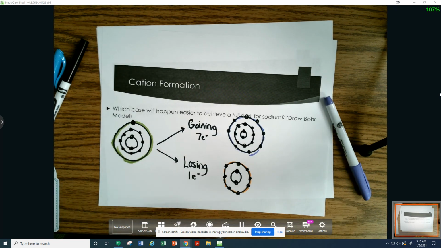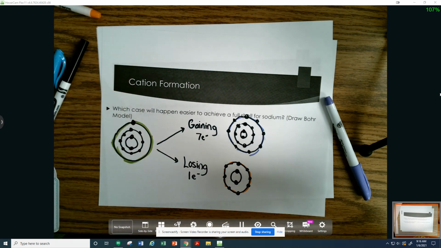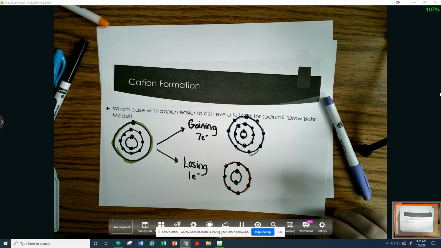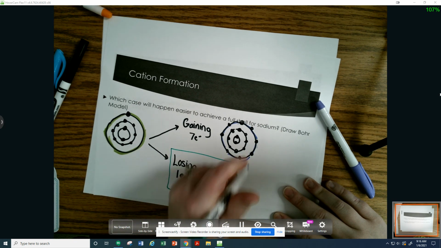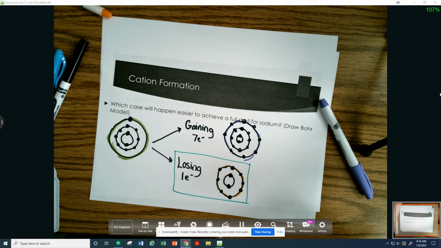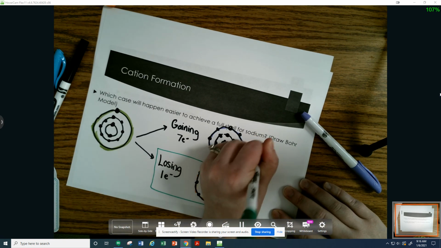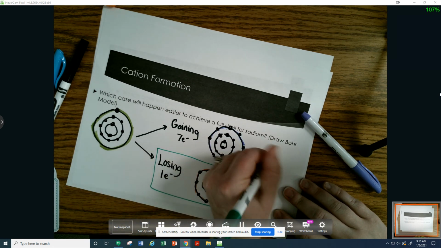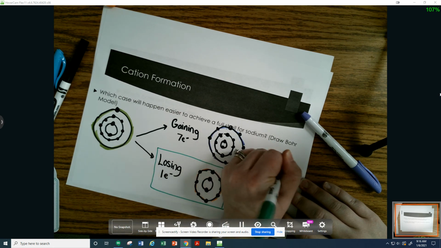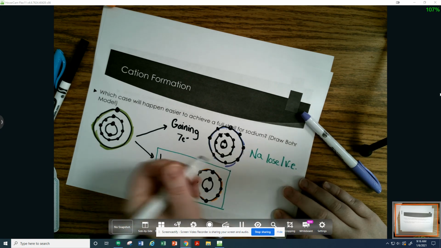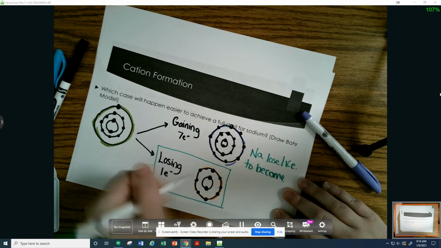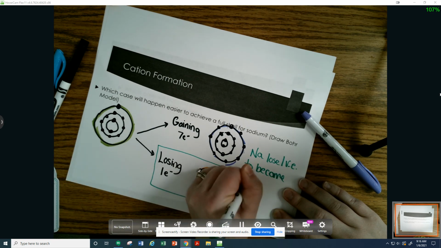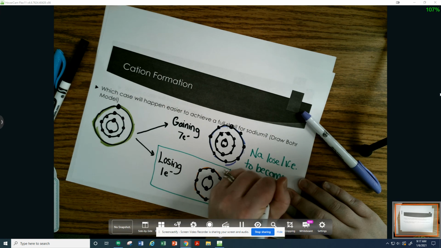And so again, if you were in sodium's shoes, which would you rather take? Hopefully you can see that losing 1 electron is going to be the easier pathway than finding 7. So what's going to happen here is Na is going to lose 1 valence electron. Well, it lost 1 electron, so it became a +1 cation.